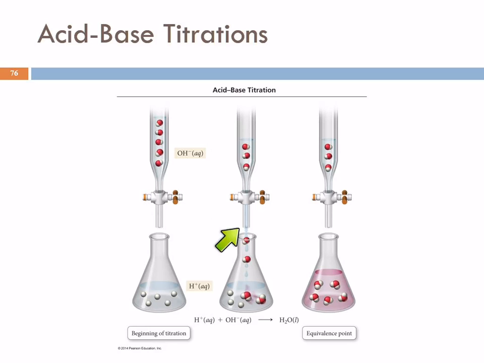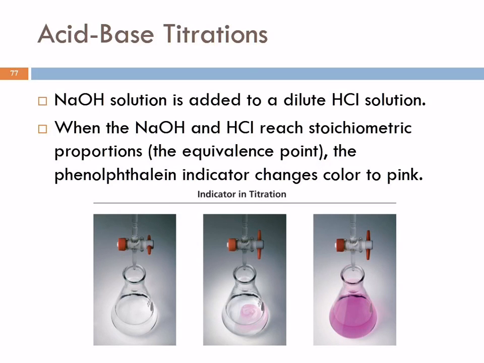Then we add sodium hydroxide, and it reacts with the acid. And when we get to that equivalence point and the solution just starts to turn pink, then we measure how much sodium hydroxide we added. We can tell the number of moles of sodium hydroxide that were added based on the number of moles of acid that we knew were in the flask. And there it is with pictures instead of drawings.